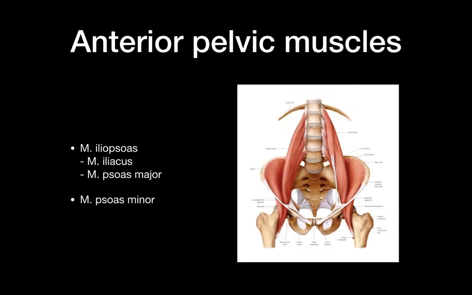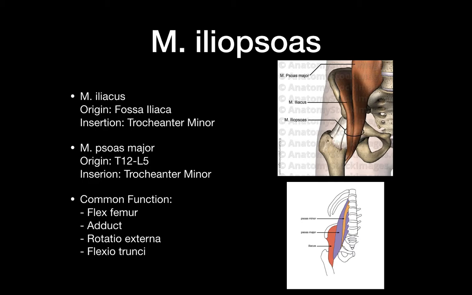So I'll start with the anterior pelvic muscles. The anterior pelvic muscles consist of two muscles, Iliopsoas and Musculus Psoas minor. And the Iliopsoas consists of two muscles again. This is Iliacus and Musculus Psoas major. And you might be wondering why Musculus Psoas major and Musculus Psoas minor are not together. That is because Musculus Iliacus and Psoas major have the same insertion point, also the same functions. So I'll start with the Iliopsoas.